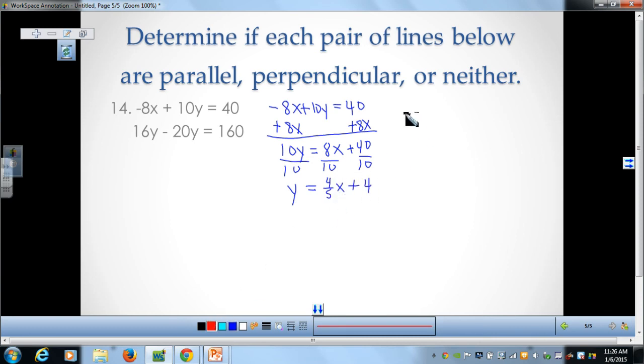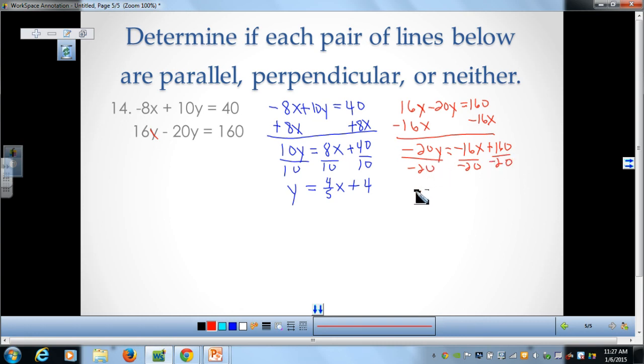So let's repeat this. Oh, and there happens to be a typo here. This should be a 16x, so let's go ahead and correct that. 16x minus 20y equals 160. So I'm going to subtract this 16x from both sides. So negative 20y equals negative 16x plus 160. And then I'm going to divide by negative 20.